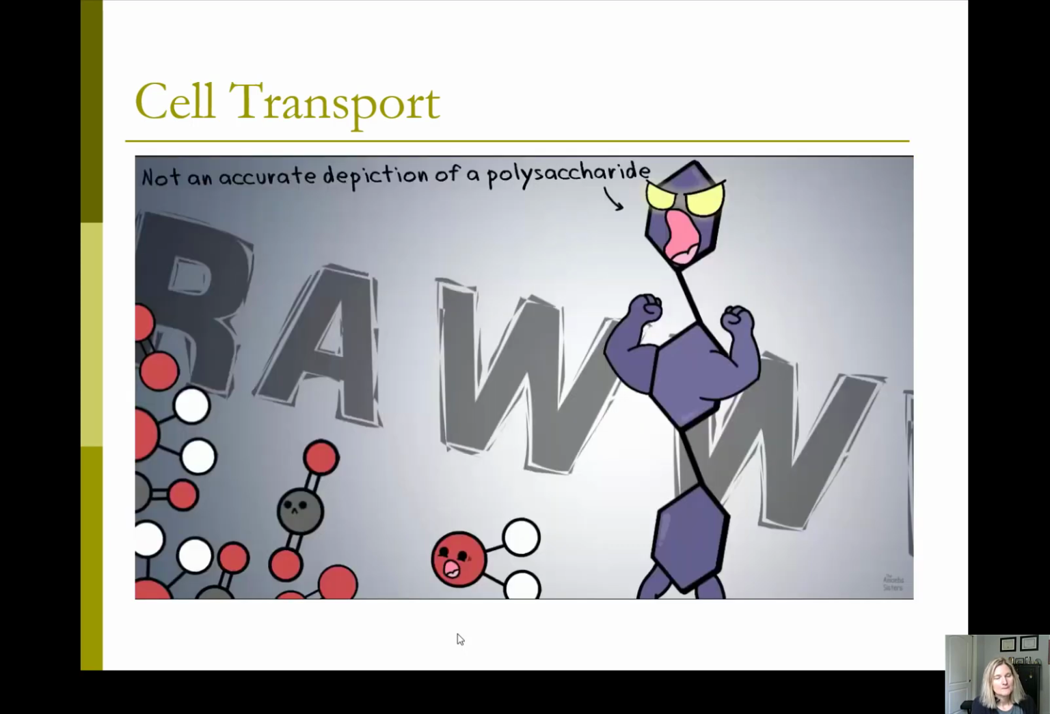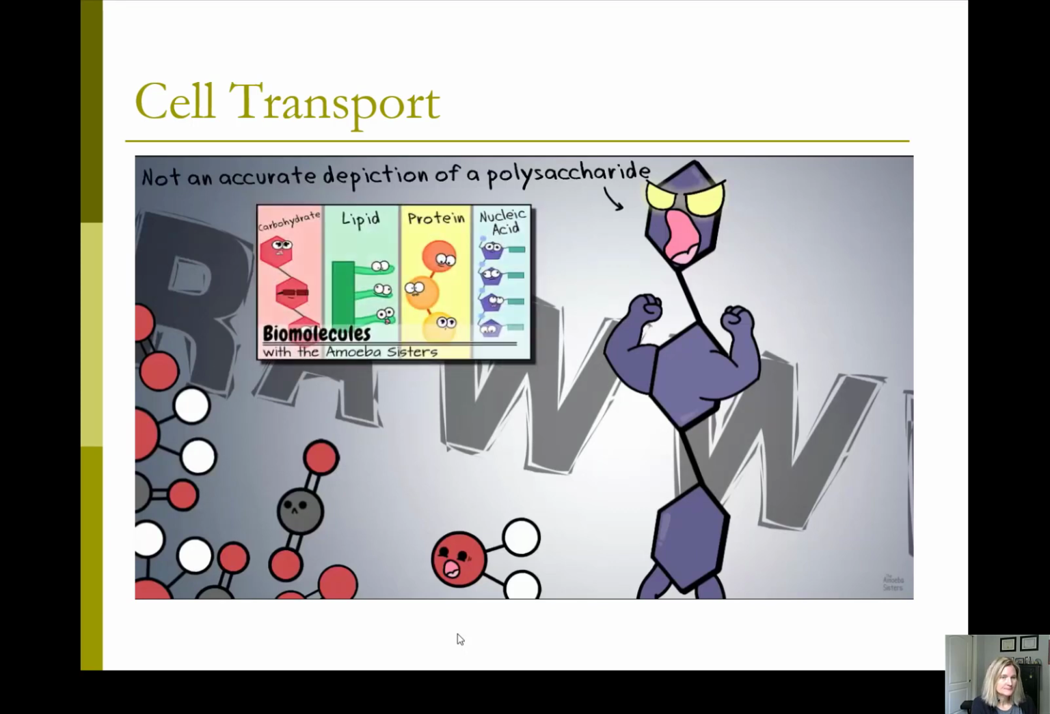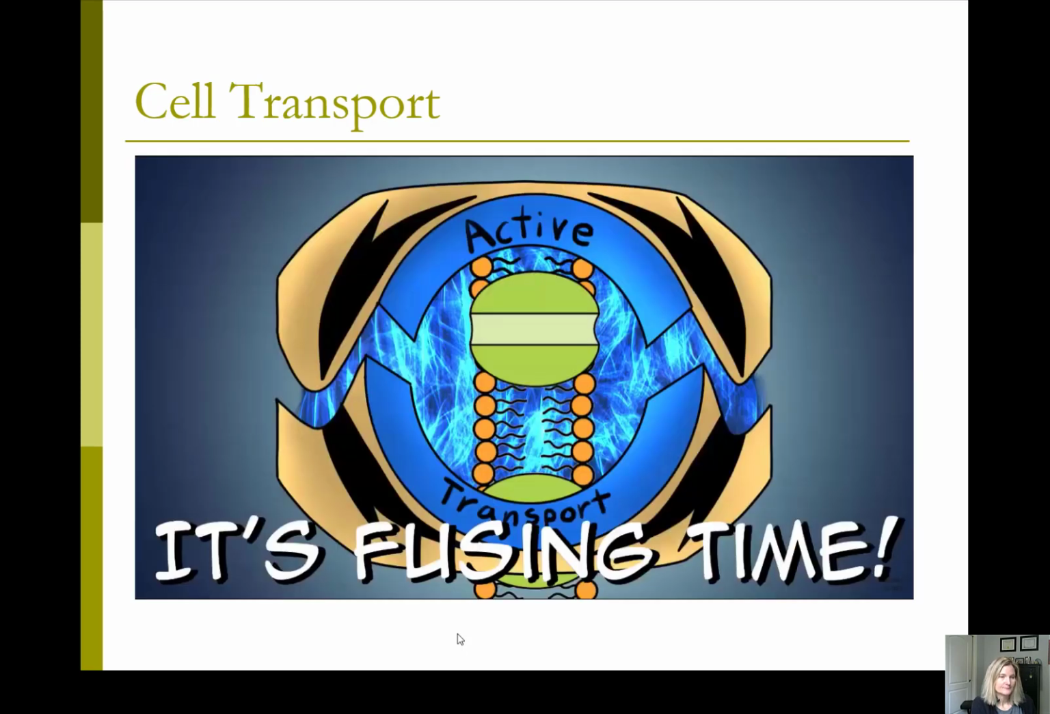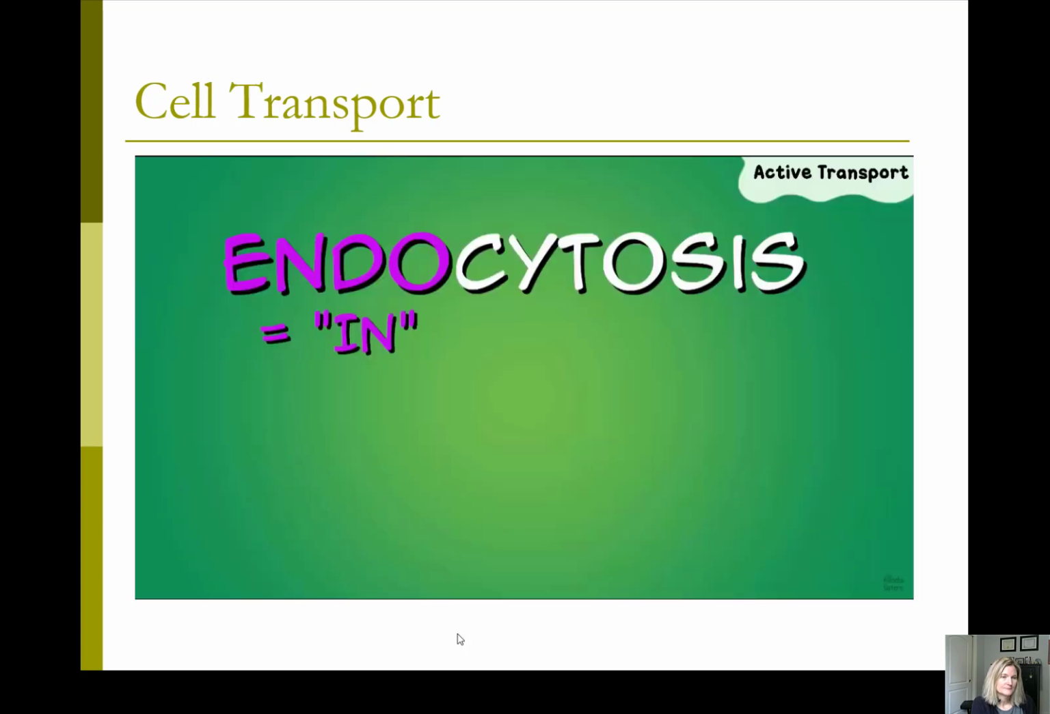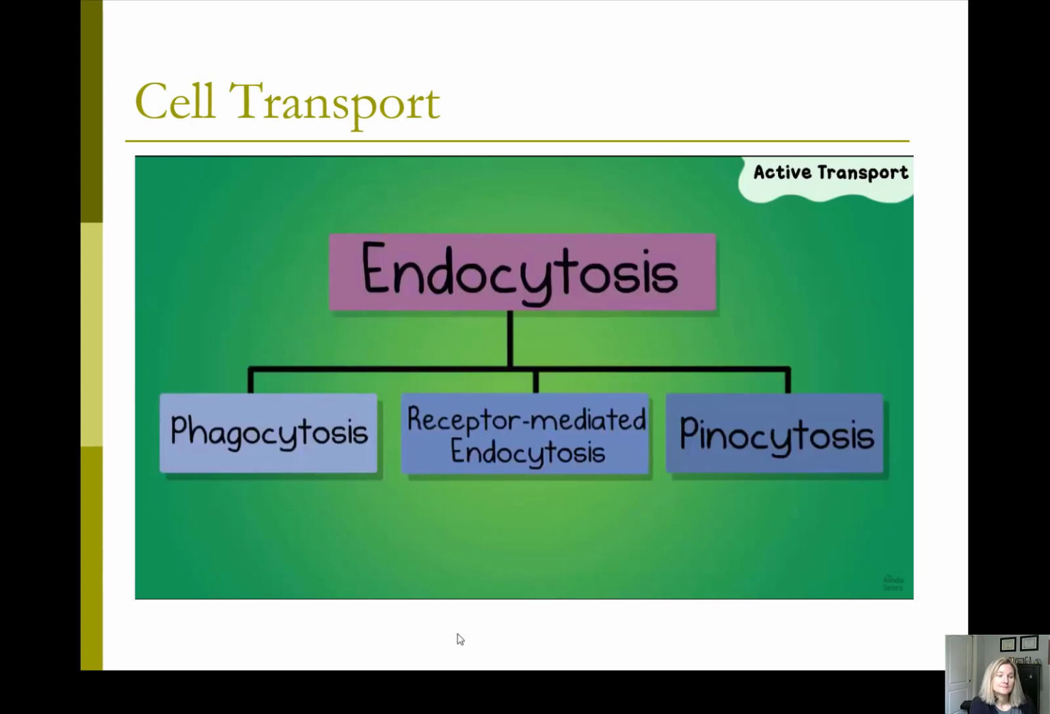Let's say a big polysaccharide. If you check out our biomolecule video, that's a large carbohydrate. Well, you may need the cell to fuse with the molecules it's taking in order to bring it inside. And this is called endocytosis. Think endo for in. Often this fusing of substances within the cell membrane will form vesicles that can be taken inside the cell. Endocytosis is kind of a general term.